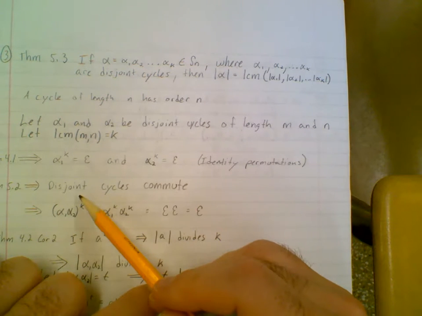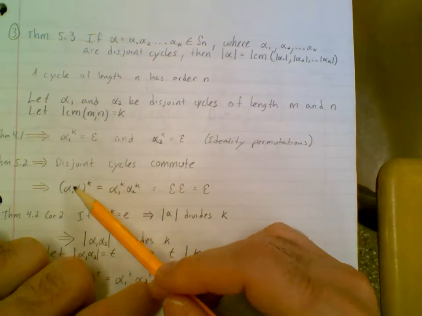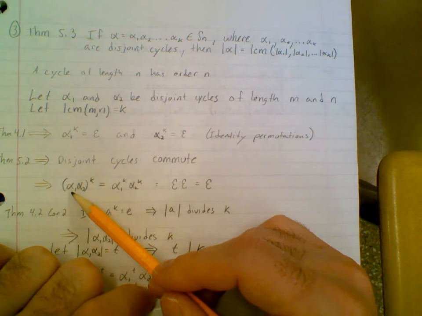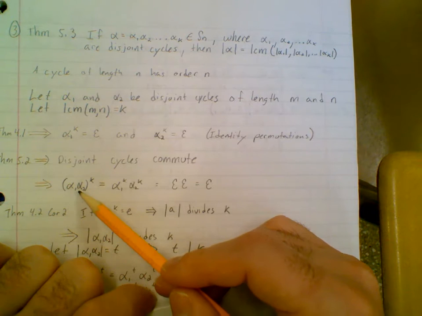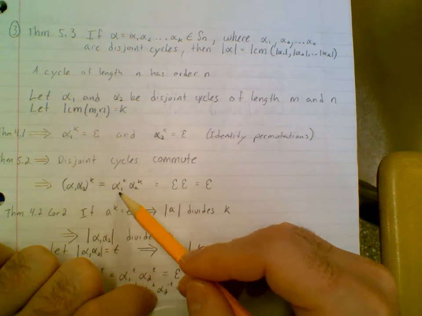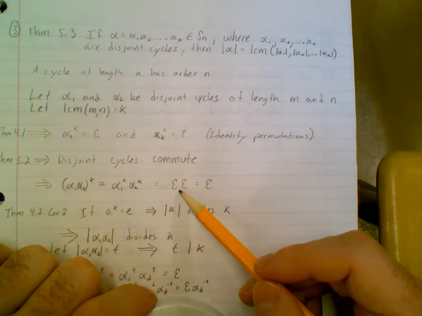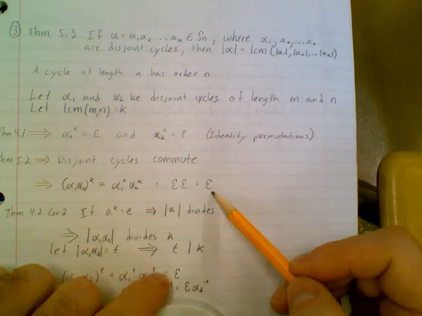So based on theorem 5.2, we know that disjoint cycles commute. So we can rewrite this as (alpha 1 alpha 2) to the k equals alpha 1 to the k times alpha 2 to the k, which is e times e, which is e.